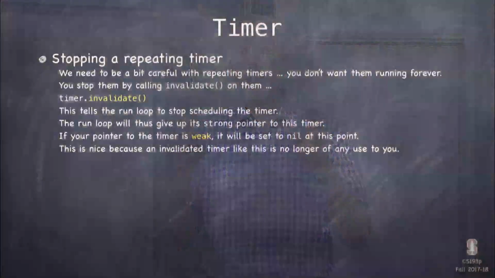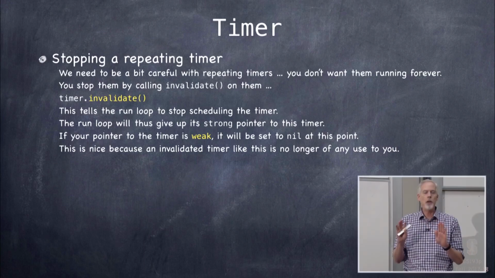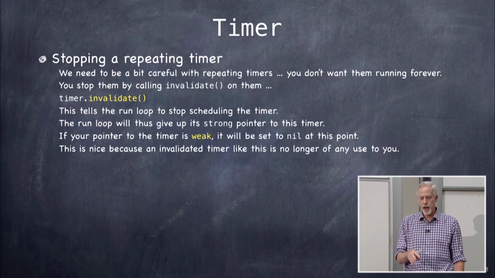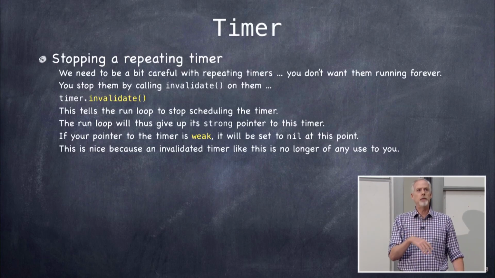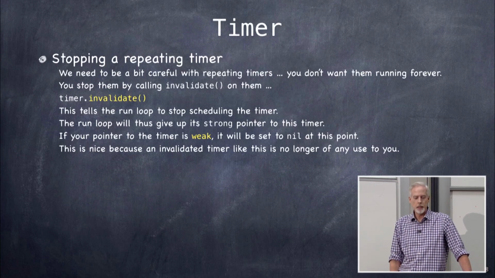So how do you stop a repeating timer? You've got a timer that's going off every 2 seconds. Well, you just send the message invalidate to the timer, and it will no longer run. In fact, invalidate is going to throw it out of the heap and set weak vars to nil, and it's all going to be done. So that's it. Super easy to use class timer.